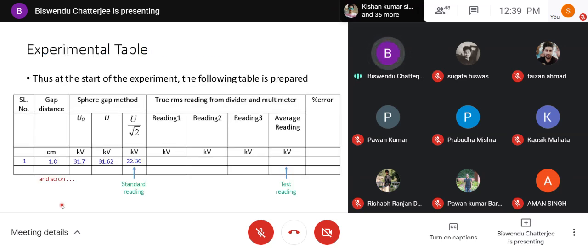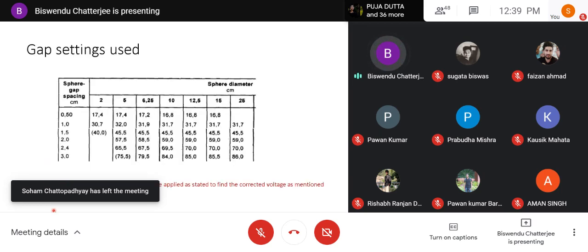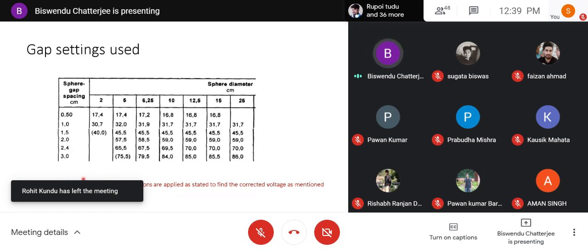So we will have to prepare a table. How to prepare the table? This table is prepared first, before going to the laboratory. You will give the gap settings. Let me show you the gap settings that we use in our laboratory experiment: 0.5, 1, 1.5, 2, 2.4. See, this is peculiar. This is not 2.5. Somehow, instead of 2.5, IS specified 2.4 centimeter. If you ask me the question, I have no answer. It is the statistical value they have given. This is the answer that I cannot give.